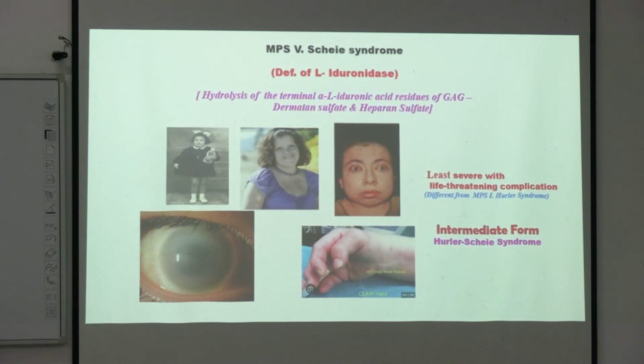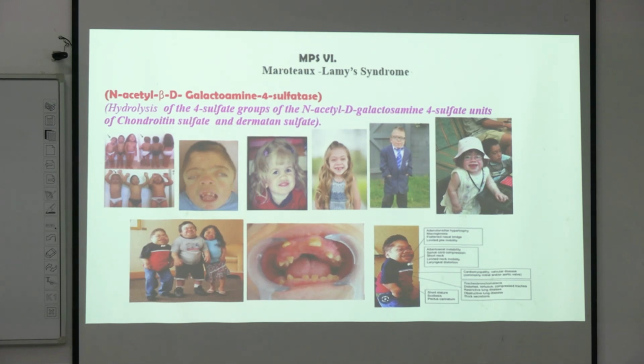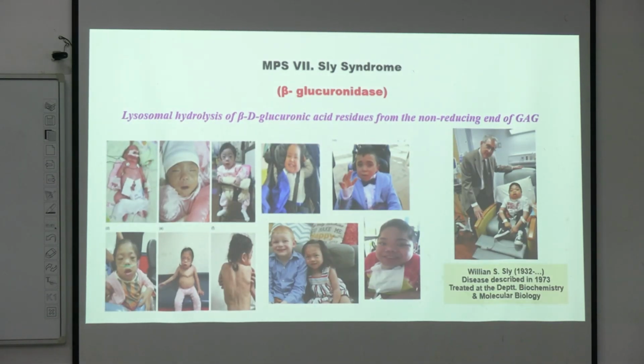So, this is Sly's disease, MPS 7, MPS 6 is there. You see horrible things, I mean, to have a child in a family. The family, the parents are so unfortunate. What is actually Sly syndrome? Fortunately, beta glucuronidase enzyme is available now. This can be treated.